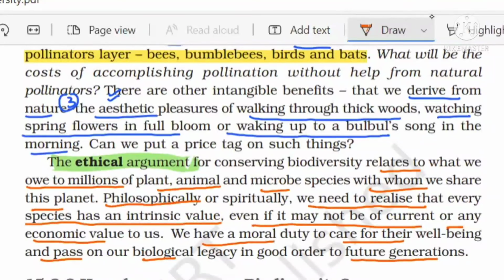So beta, in this video I tried to explain the reasons why we should conserve biodiversity. Clear beta? Narrow utilitarian, broad utilitarian, and ethical arguments. In narrow, direct benefit is obvious. For broad utilitarian, it is indirect. And third, okay, fine, we are not getting direct or indirect benefit, but it is our moral duty to save other plant and animal species, because we have shared the planet with them for a long time.